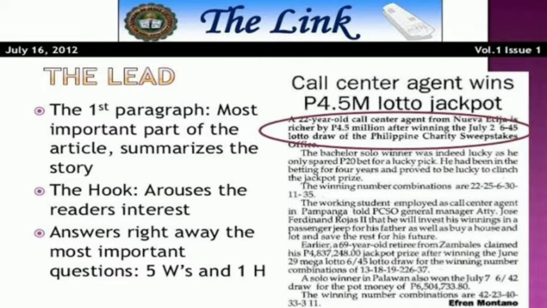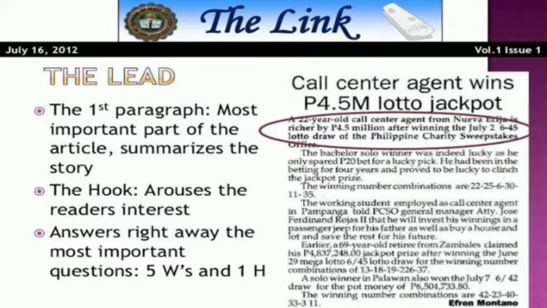Answer: he's richer by 4.5 million after winning the July 2, 6/45 Lotto draw of the Philippine Charity Sweepstakes Office. Who is richer by 4.5 million after winning the July 2, 6/45 Lotto draw of the Philippine Charity Sweepstakes Office? Answer: a 22-year-old call center agent is richer by 4.5 million pesos after winning the July 2, 645 Lotto draw of the Philippine Charity Sweepstakes Office.